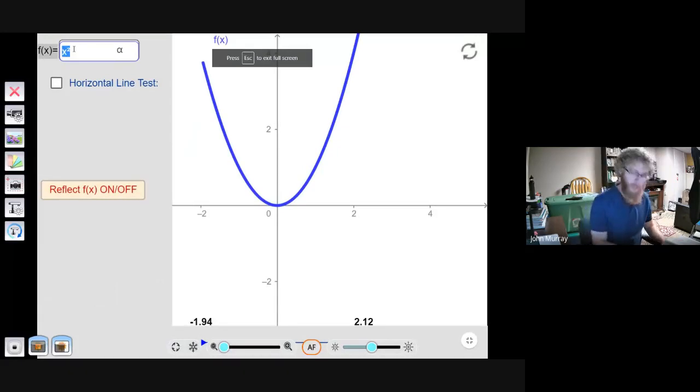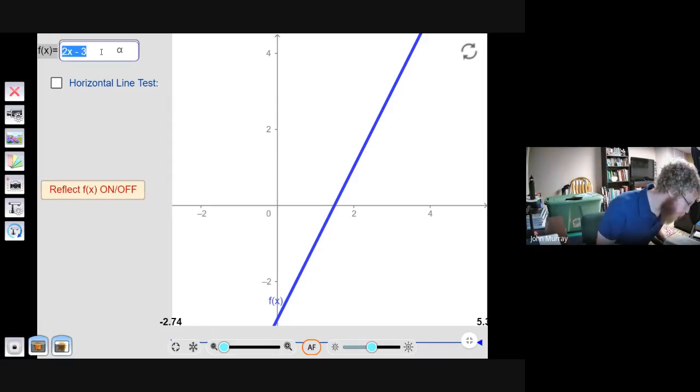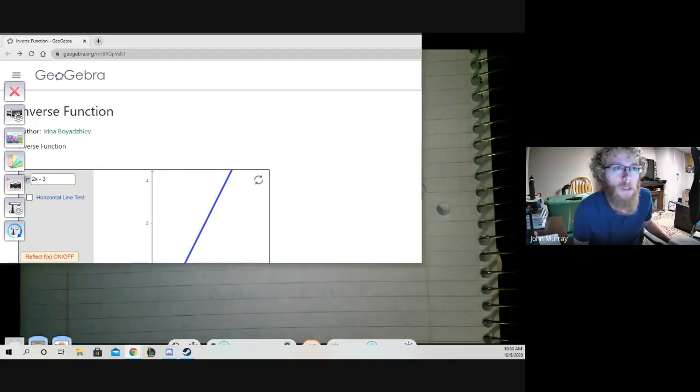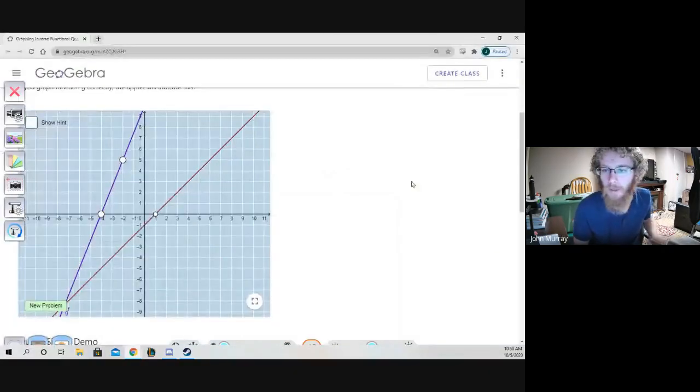All right, so we'll deal with a basic function. So let's say 2x minus 3. Let me do something else. Actually, let's stick with, let me do another one. Here we go. This is what I was looking for.